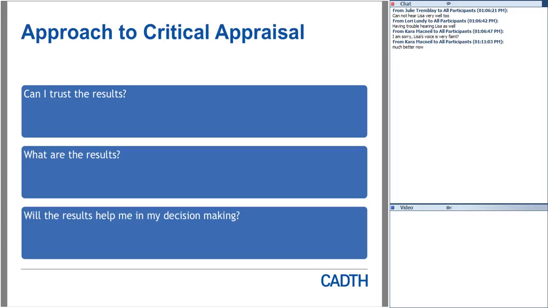And here we go back to some of the things that Lisa mentioned about the context. Is the study done in a population that's similar to yours, in a location that's similar to yours? And do you have the same kind of health resources available that were available in this particular study? So the next slide, please.